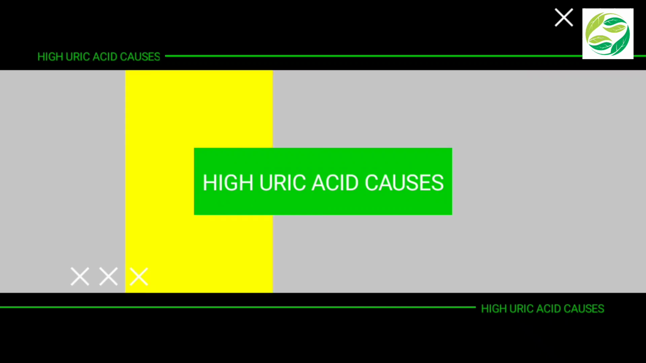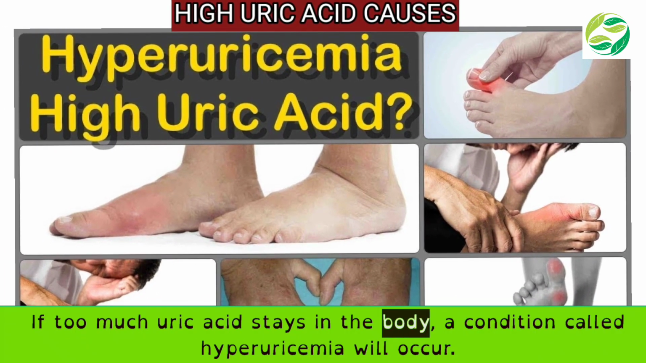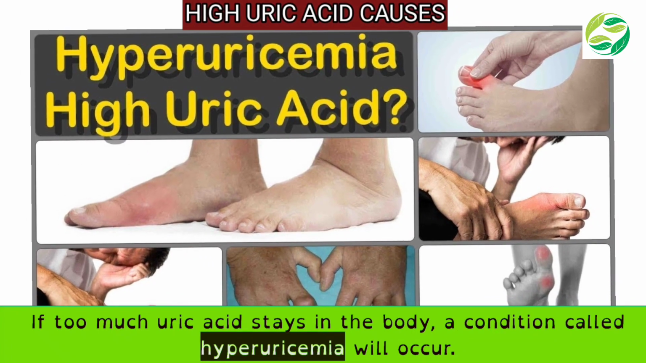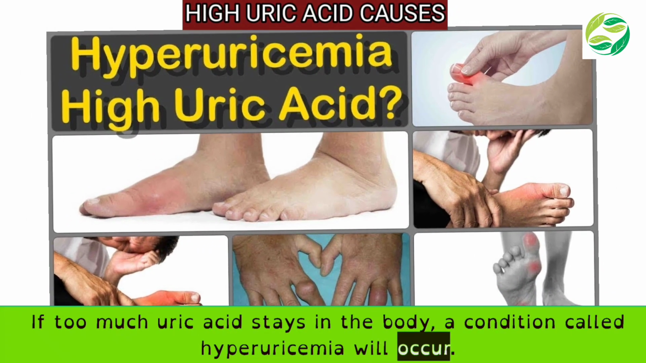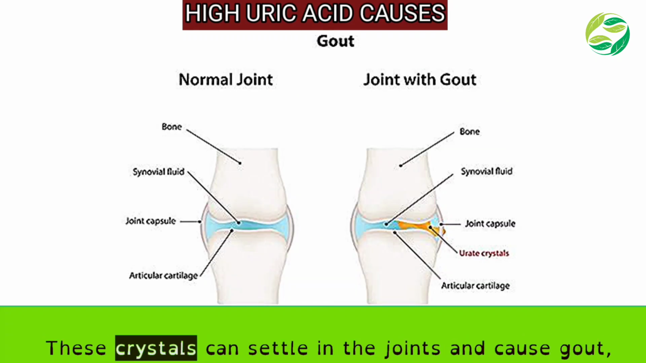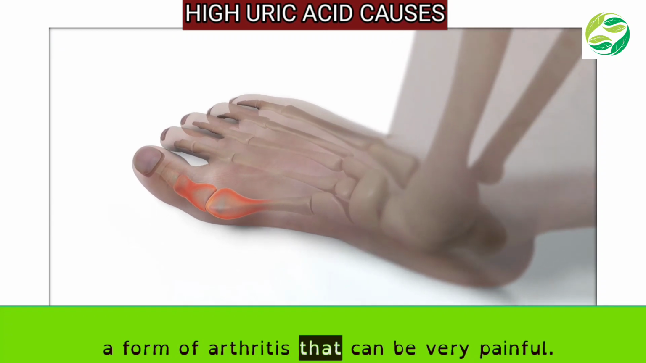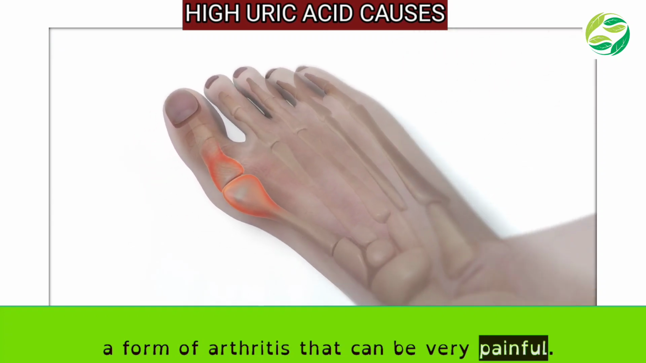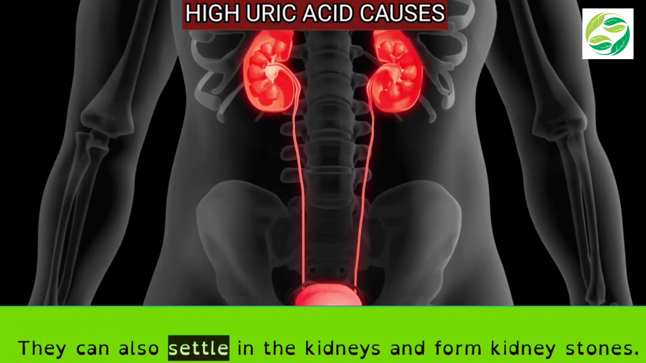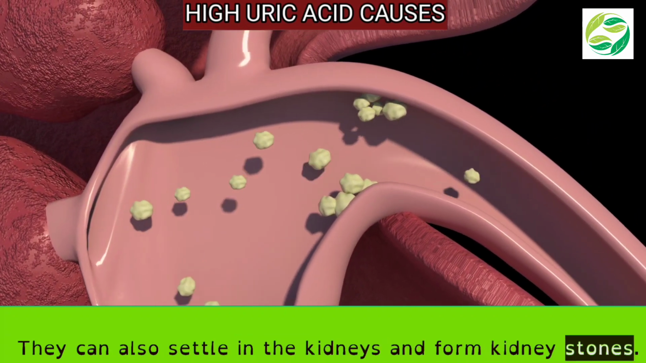High uric acid causes. If too much uric acid stays in the body, a condition called hyperuricemia will occur. Hyperuricemia can cause crystals of uric acid to form. These crystals can settle in the joints and cause gout, a form of arthritis that can be very painful. They can also settle in the kidneys and form kidney stones.